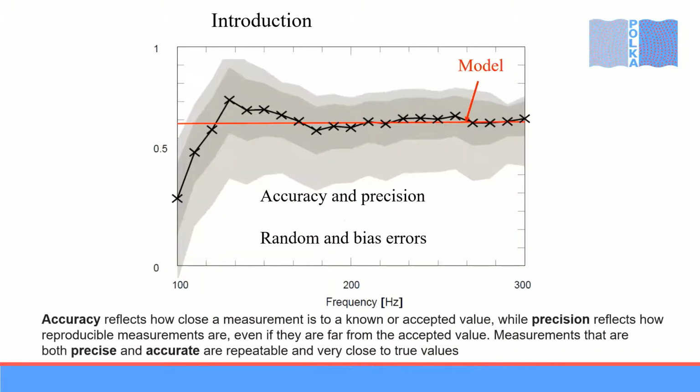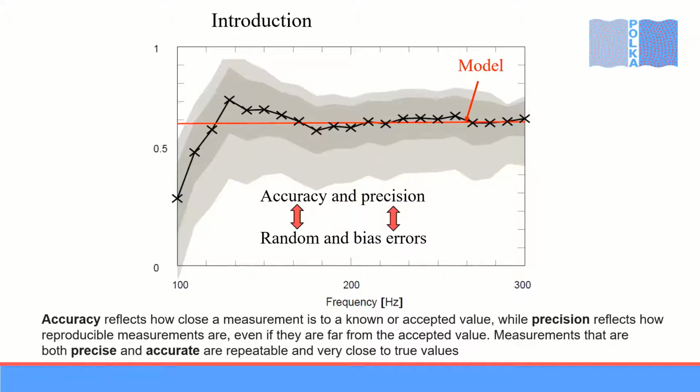And the red line here is supposed to be a model. And the black line, that's the measurements. And then the gray areas would be different confidence intervals around the experimental result.